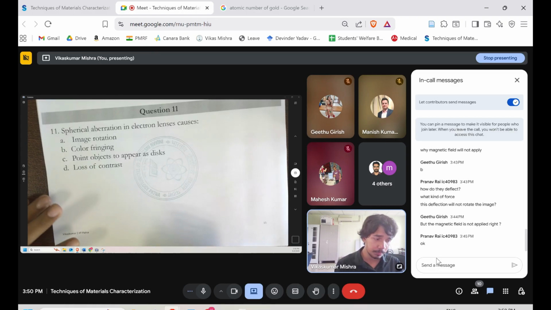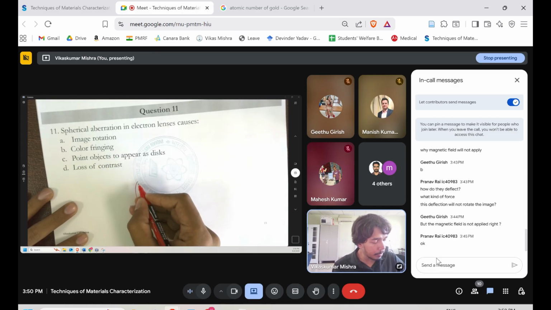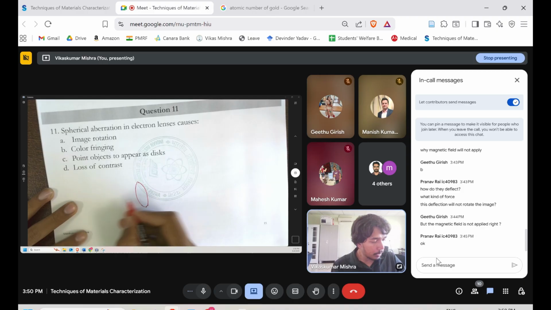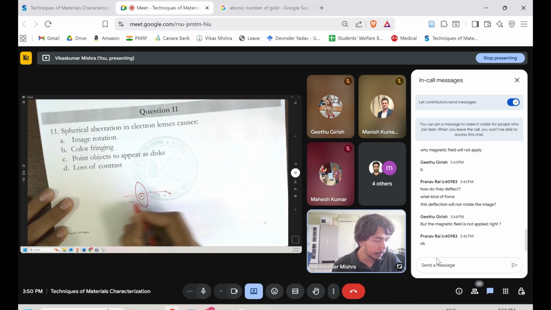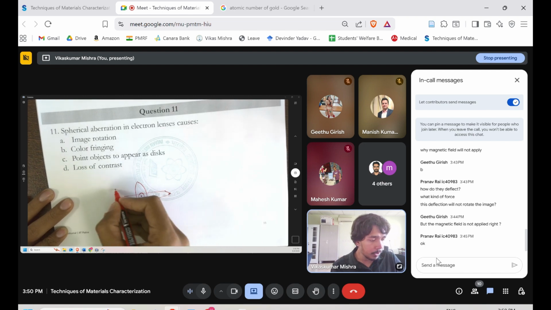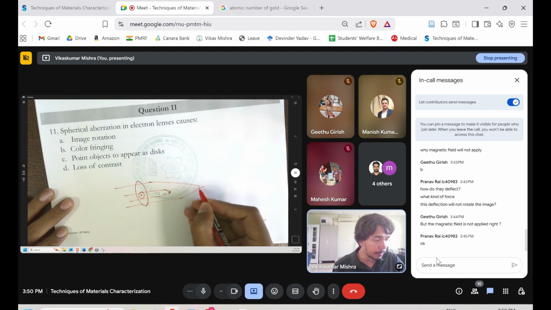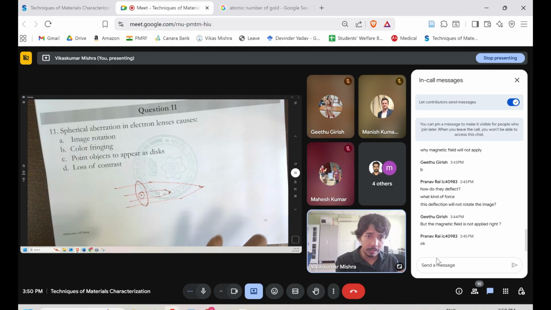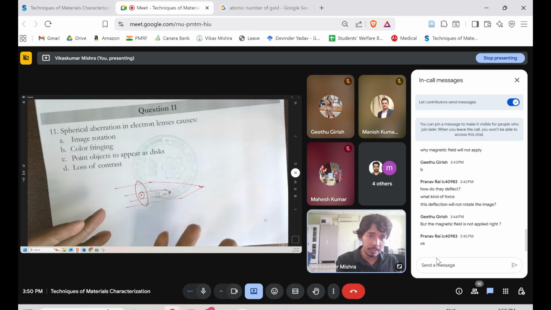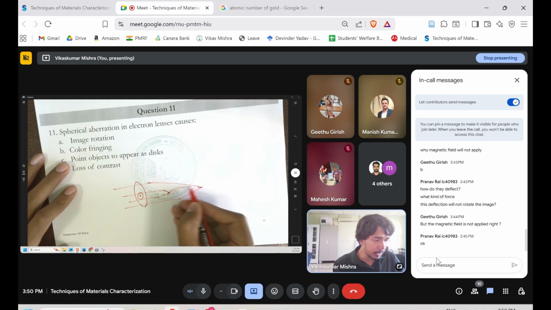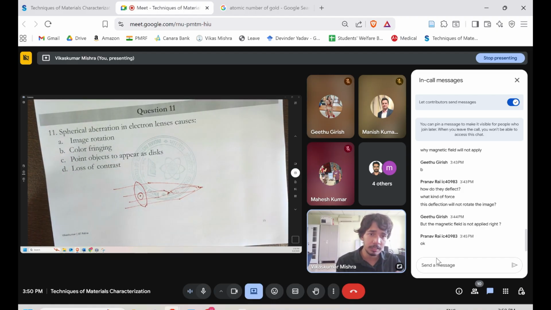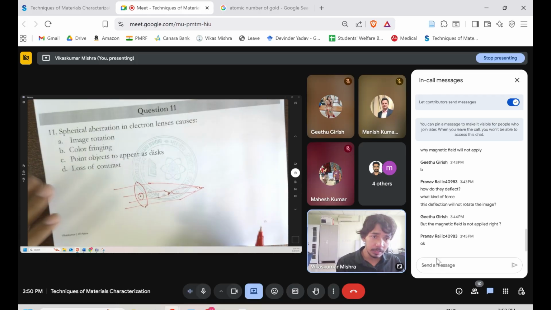Why is it happening like that? It is happening because the electrons which are passing near the optical center will converge at a different point compared to the ones passing far away from the center. Again, it's creating the disk of confusion. Instead of a point, we are getting the spread. How can you minimize it?